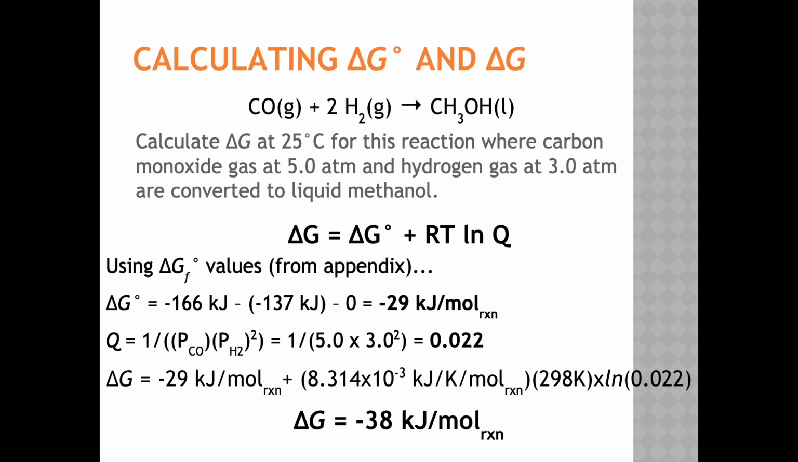Now we plug everything into the equation for non-standard delta G, and we get negative 38 kilojoules per mole of reaction. This is significant. Notice that under these conditions of higher pressure of reactants, the forward reaction is more thermodynamically favored. If we had applied Le Chatelier's principle to this system at equilibrium, we would have predicted exactly that. A shift to the right, favoring the forward reaction to get to equilibrium and achieve the lowest possible free energy state for the system. Neat!